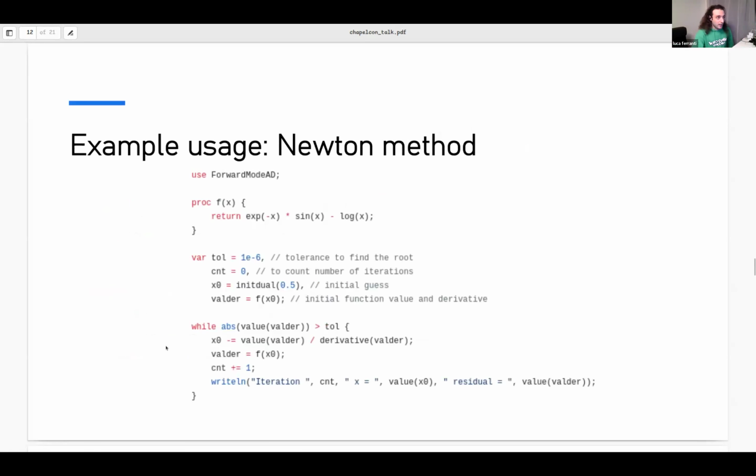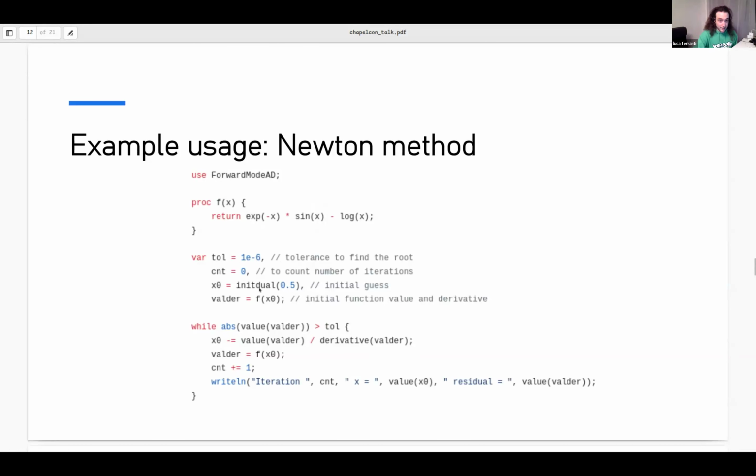Cool. Now, a short example. How would we code the Newton method using forward mode automatic differentiation? Well, here is the function whose root we want to find with Newton's method. We set a tolerance, and now x0 would be our initial guess, so we guess our root is close to 0.5, but then we use this init dual to initialize it to a dual number, so that it's 0.5 plus 1 epsilon. So we initialize the dual part to 1.